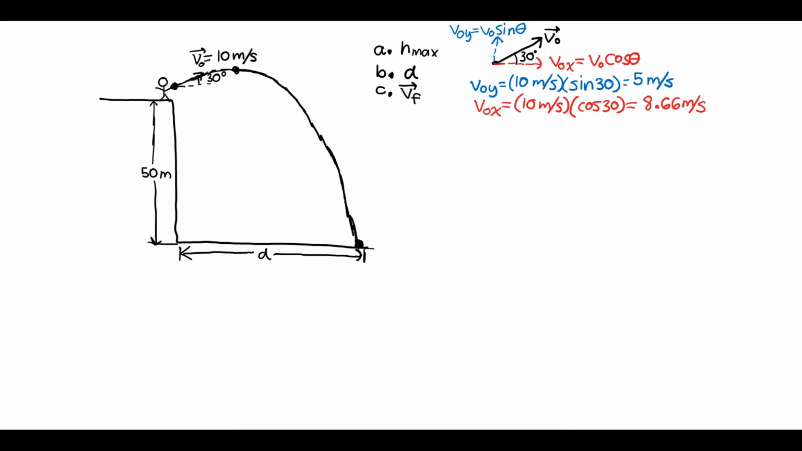So let's see if we can do part A, the maximum height. The y velocity changes because there's an acceleration. G exists, there's gravity. So gravity provides an acceleration that changes the y component of the velocity. And our job is to use the fact that there's an acceleration in order to find the maximum height.